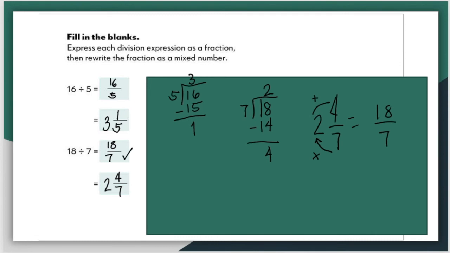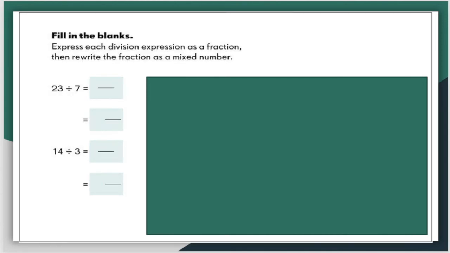Let's have another example. 23 divided by 7. Let's express this division expression as a fraction. So this is written as 23 over 7. Now this time, let's rewrite this fraction as a mixed number. How do we do that? Let's use the long division process. How many 7s are there in 23? We got 3. 3 times 7 is 21. 23 minus 21 is 2. So we got 3 wholes, a leftover of 2 over 7.